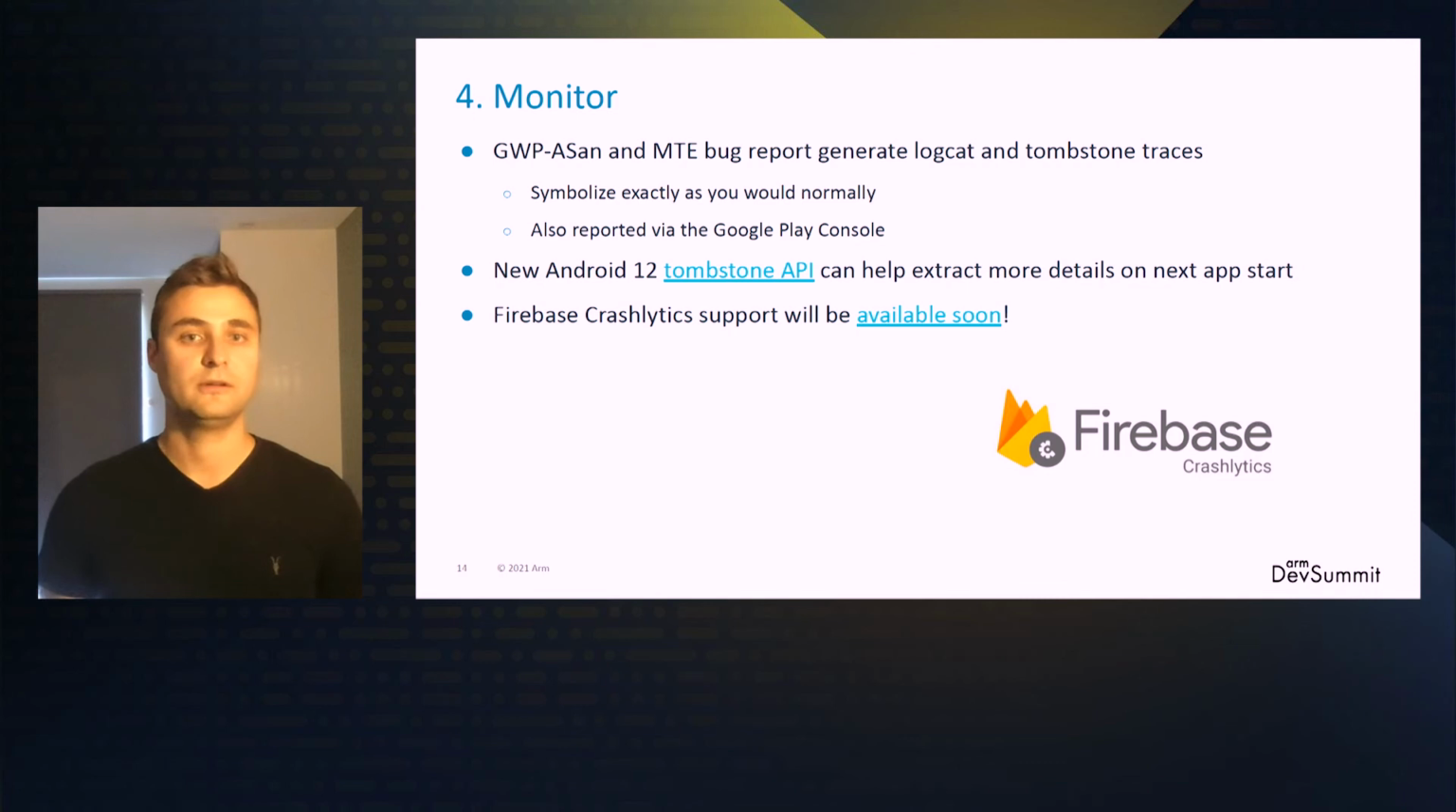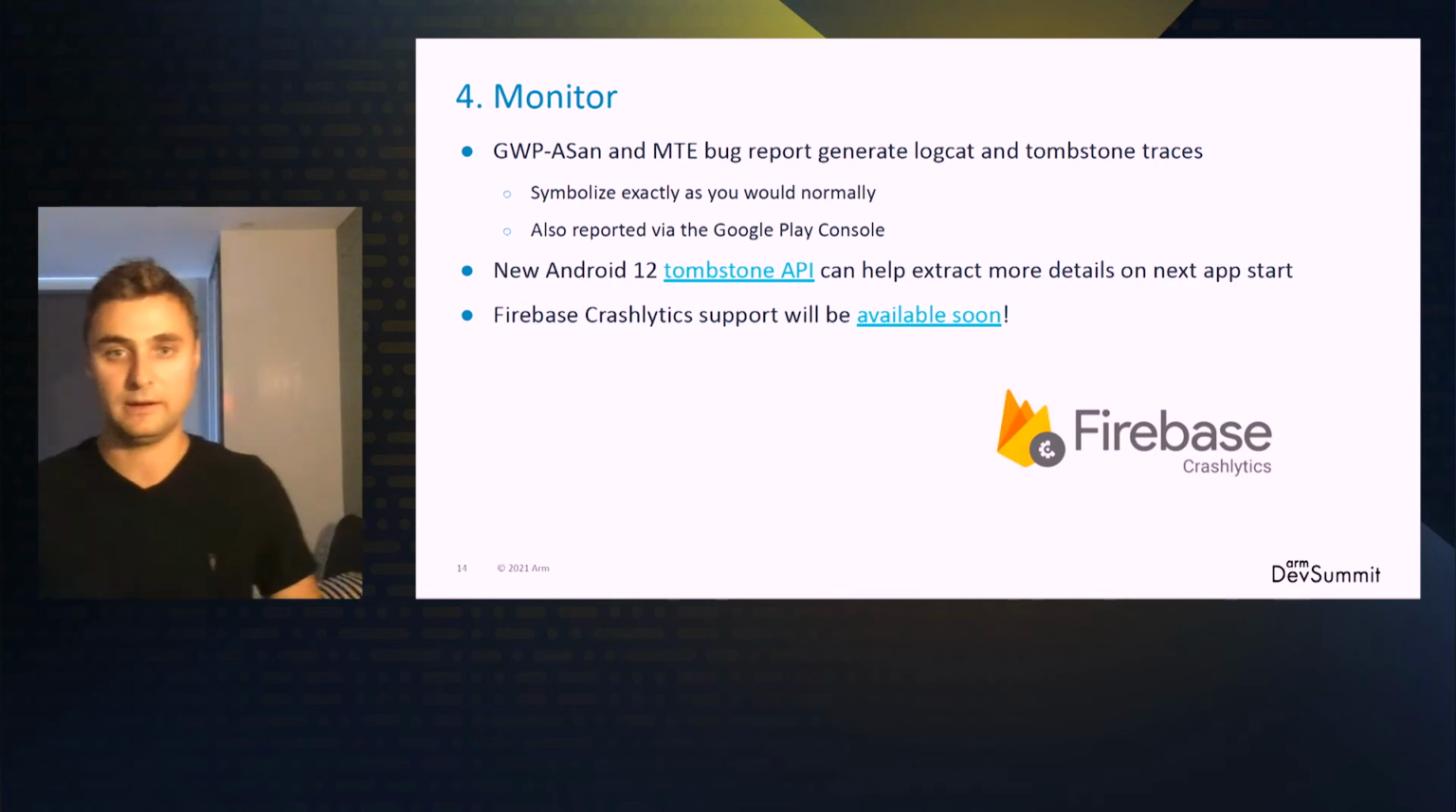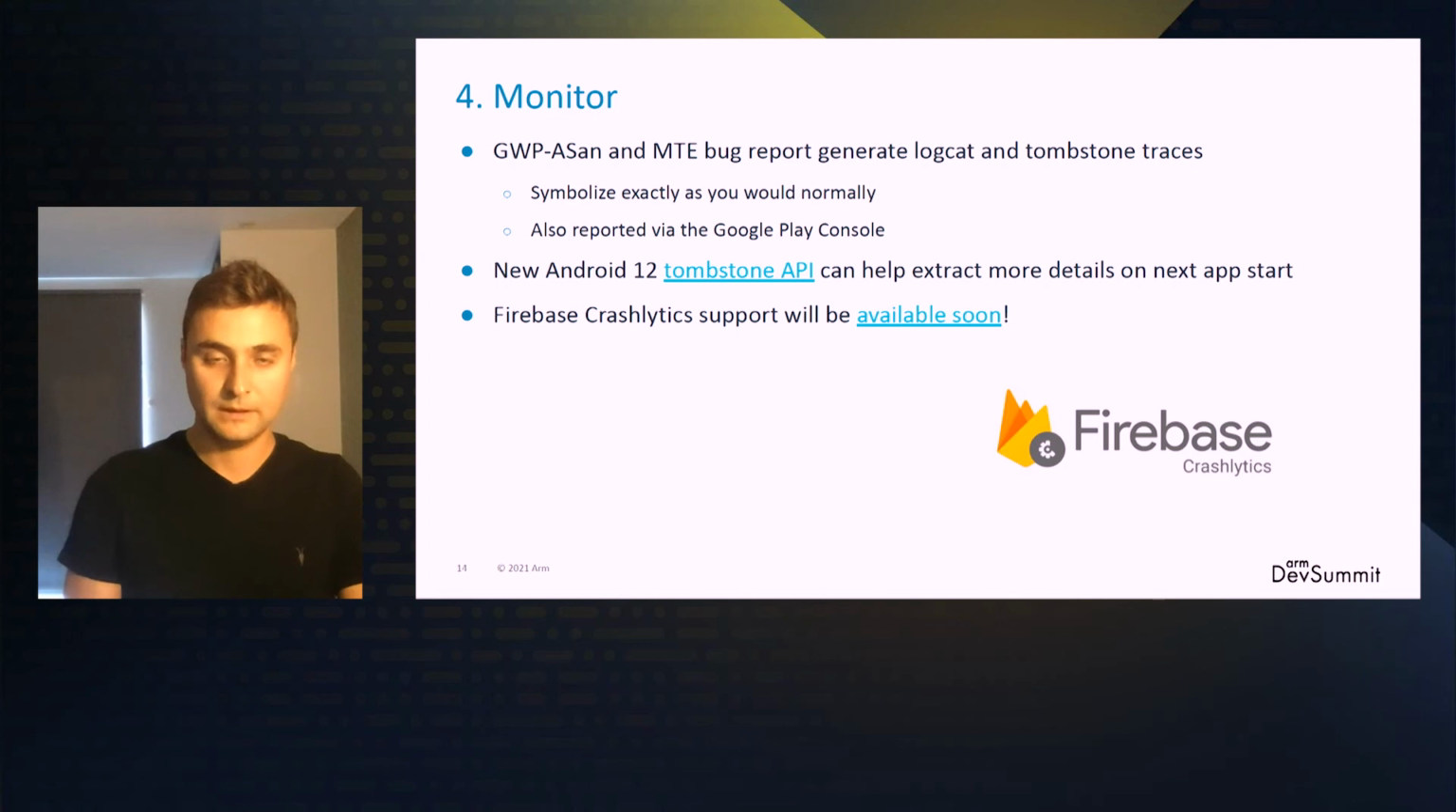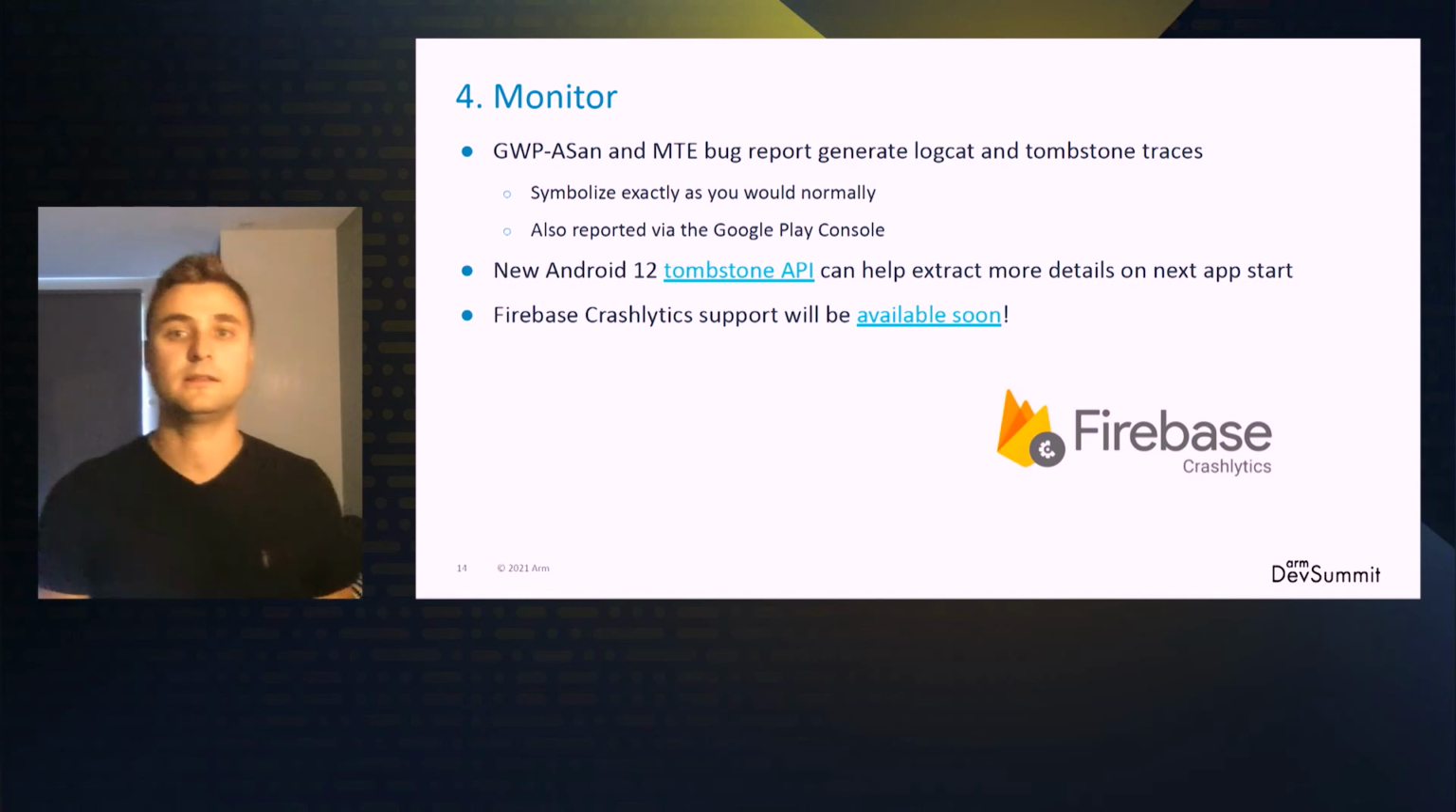Once used in production, you need to monitor the bugs that are detected in the field. GWP-ASAN and MTE generate bug reports via logcat and tombstone traces. You can symbolize this exactly as you would normally, and they're also available in the Google Play console. Starting Android 12, we also introduced a new tombstone API that could help you extract the tombstone on the next app start.